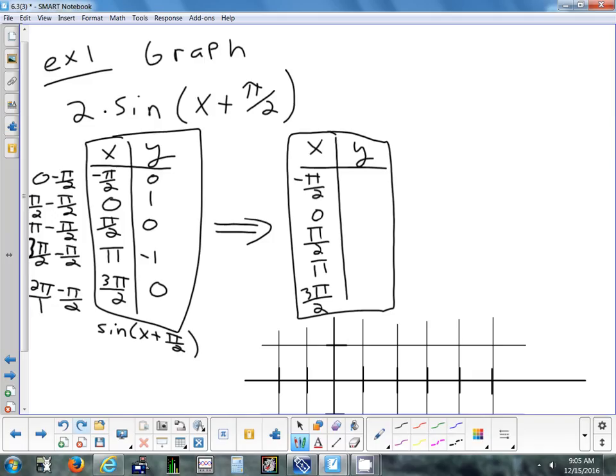And what am I going to do to all my y values? Just take all your y values and double them. So you get 0, 2, 0, negative 2, 0. That's the final table. Just like any other problem, you get 1 point for each x and y you get right. Any questions on that?